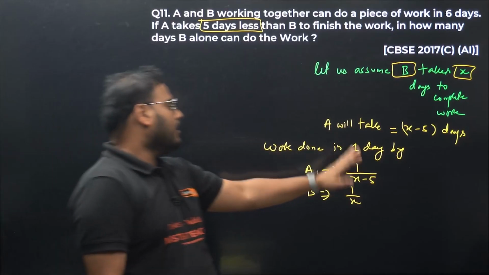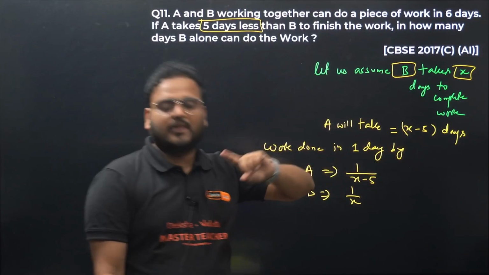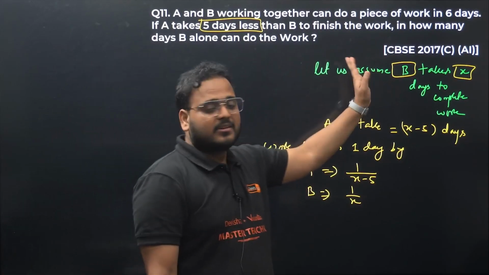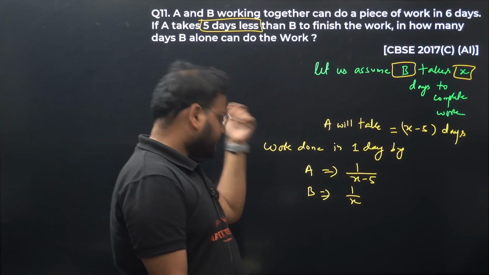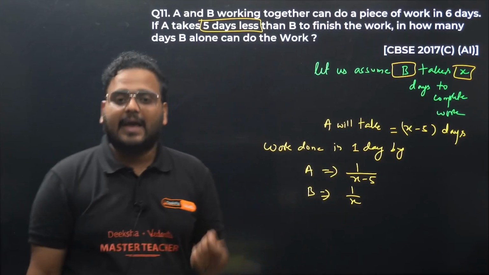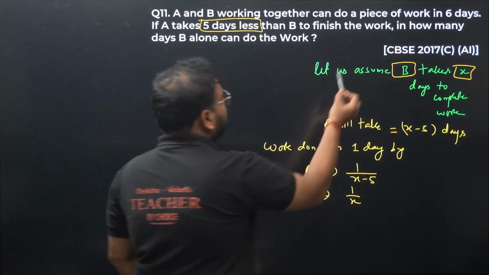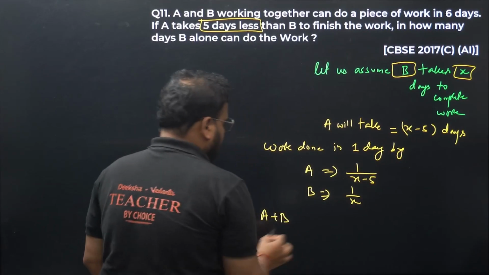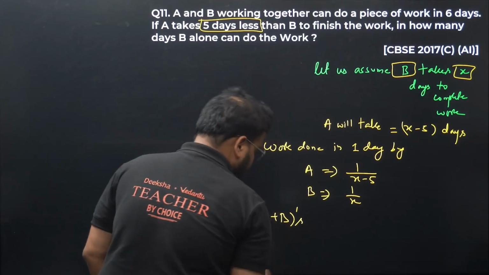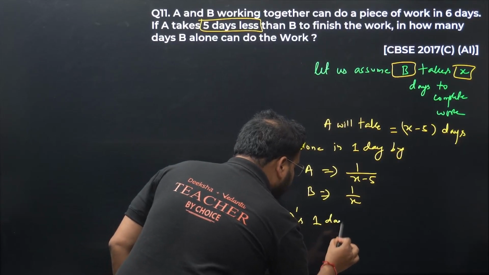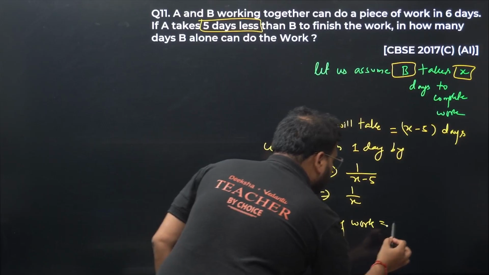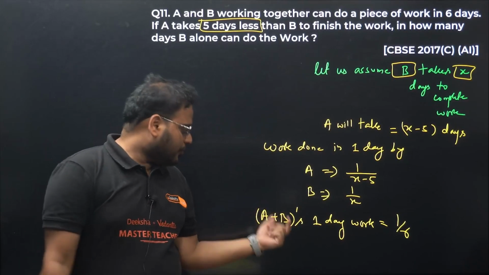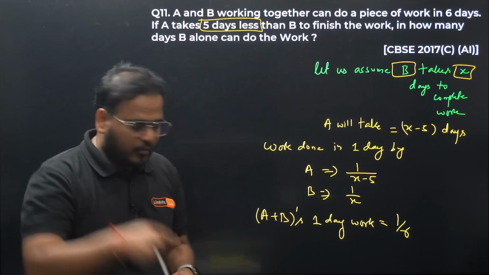Same way, if A takes x minus 5 days to complete a work, in one day it will complete 1 upon x minus 5 part of the work. Same way, for B, if it takes x days to complete the work, in one day it will complete 1 upon x amount of work. Together they finish in 6 days, so A plus B's 1 day work is 1 by 6. Together they complete the work in 6 days, so in one day they complete 1 by 6 of the work.